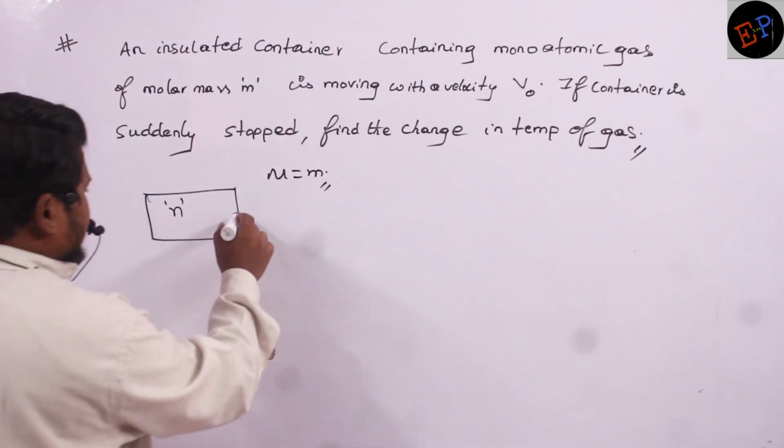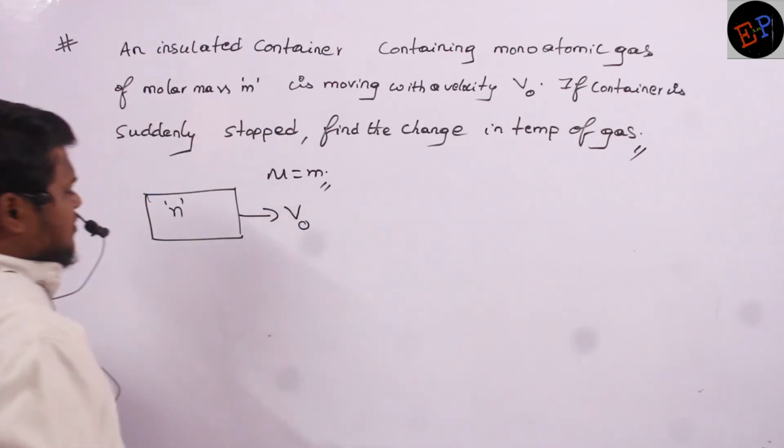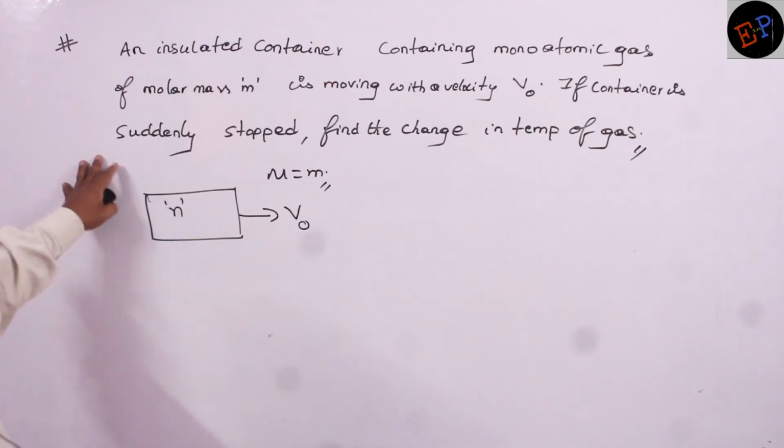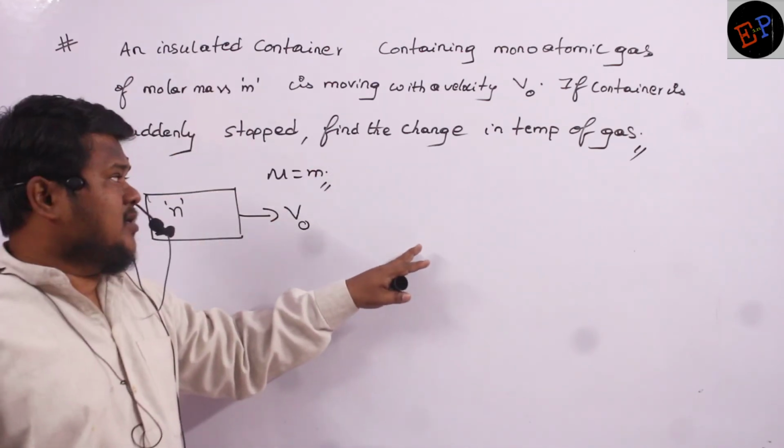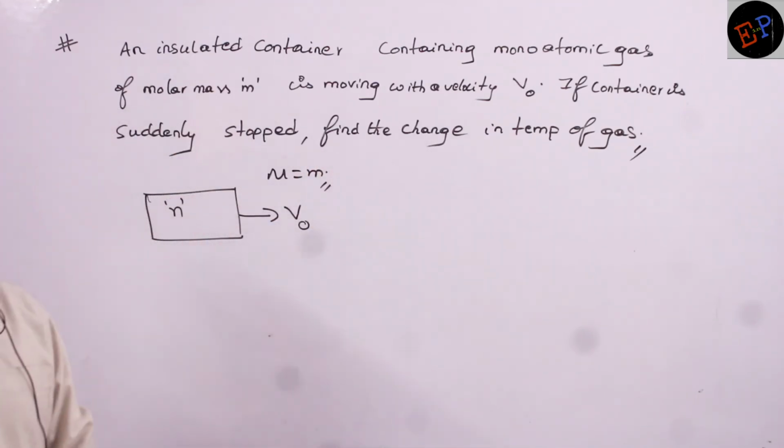Now this total container is moving with how much velocity? It is moving with a velocity of v naught. So if the container is suddenly stopped, are you able to understand? Then find the change in temperature of the gas.